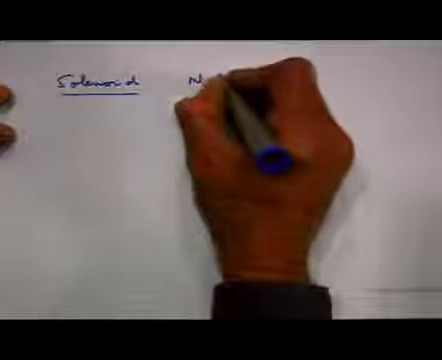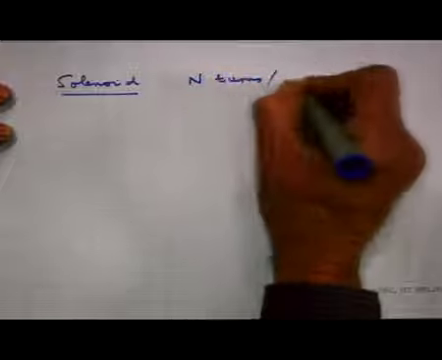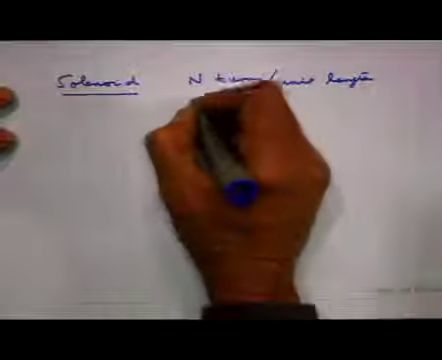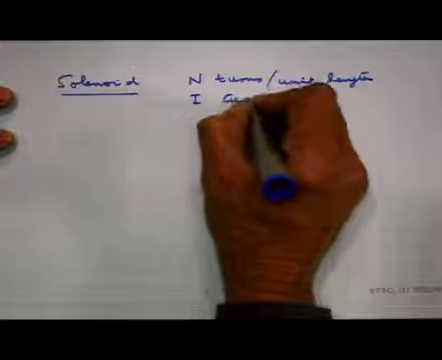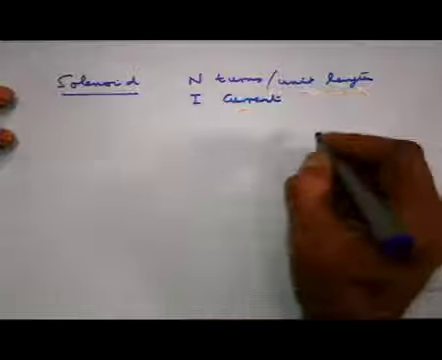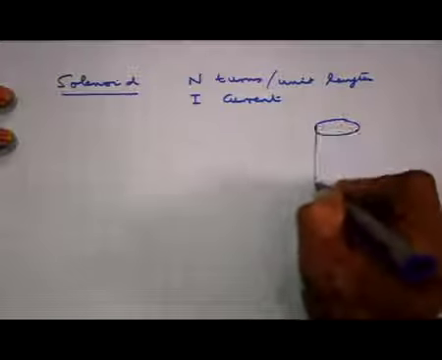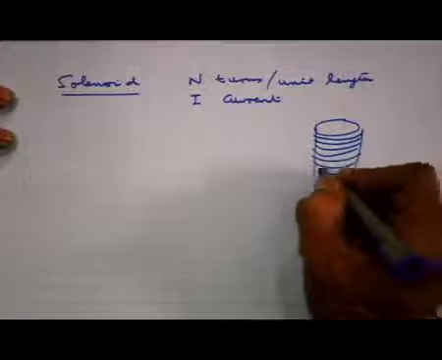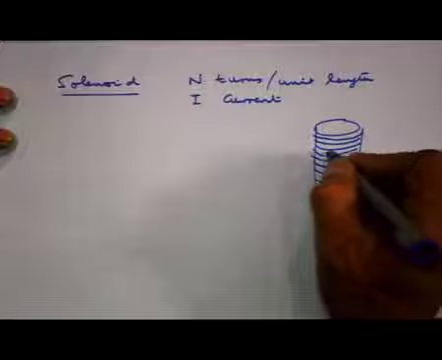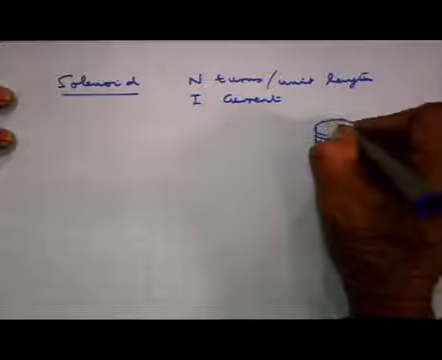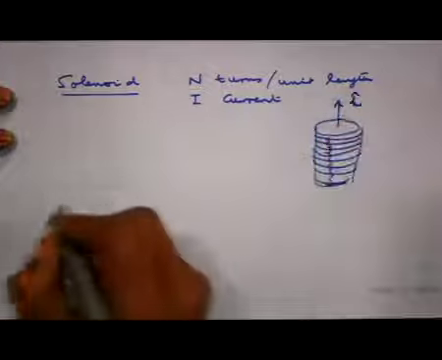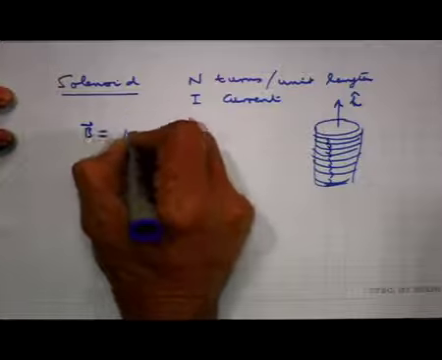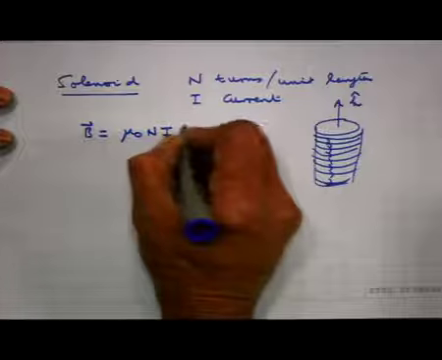Solenoid having n turns per unit length and carrying current I. So, let me draw the solenoid here. So, we had considered this earlier. So, these are current carrying wire, current is going like this, and this is my z axis, and we had calculated the magnetic field. B is equal to mu naught n I k cap.